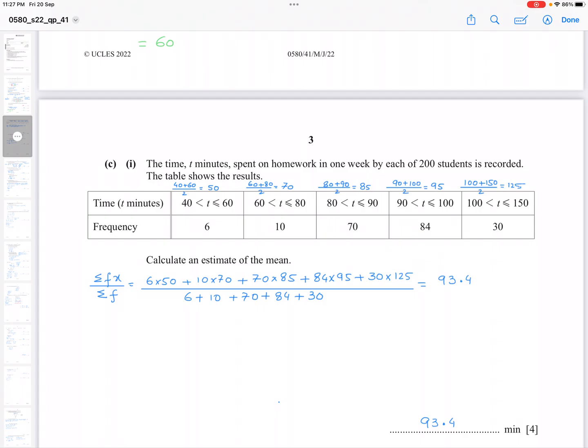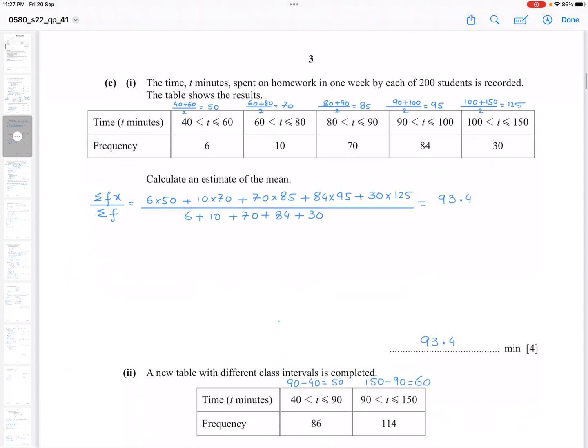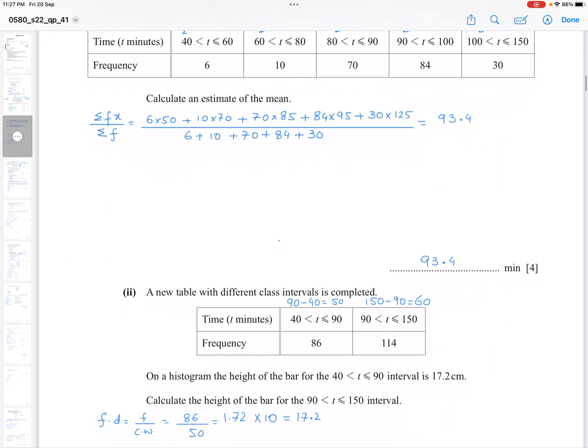So 6 into 50 plus 10 into 70 plus 70 into 85 plus 84 into 95 plus 30 into 125, whole divided by the sum of the frequencies. So use the calculator, you will get the answer 93.4.